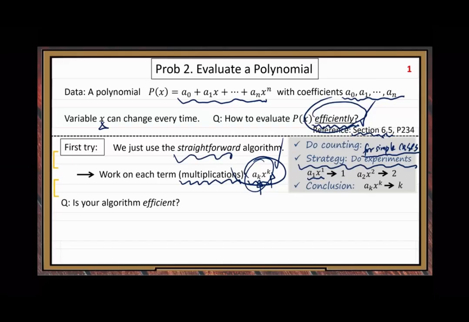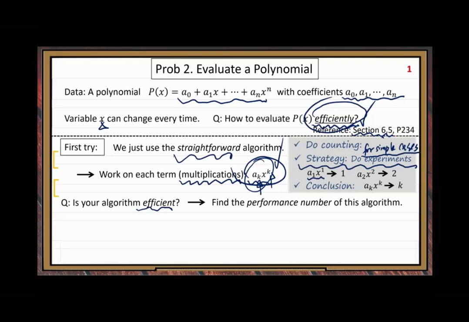The reason is because we need to do comparisons, right? When we want to see if it is efficient, we need to have at least more than one algorithm so that we can do the comparison. But here we only know one way, the straightforward way. So we don't know if it is efficient or not.